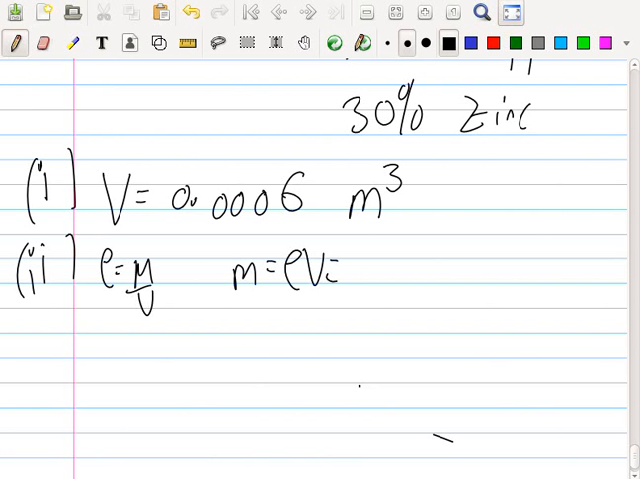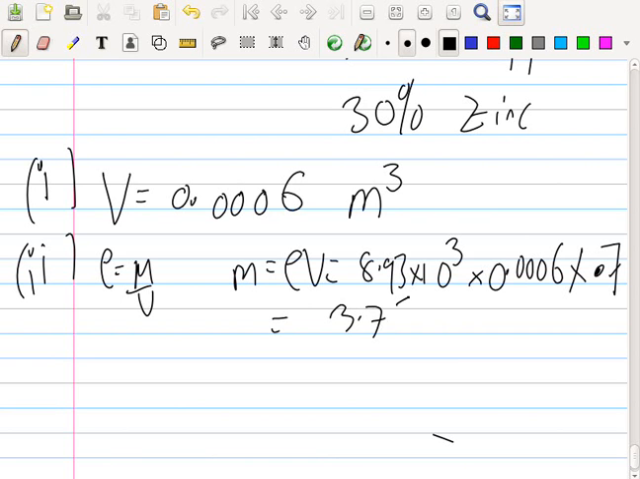Now, he gives us the density of copper. It's 8.93 times 10 to the 3. But we need to know the volume. Well, the volume would be 0.0006, but it's 70%, so I multiply by 0.7. So when you put that in, you get 3.75. Okay, 3.75.